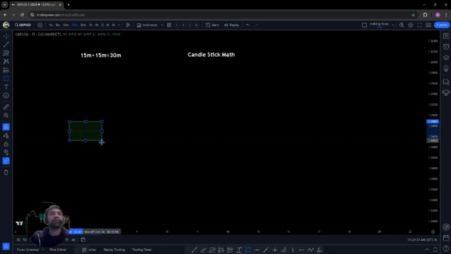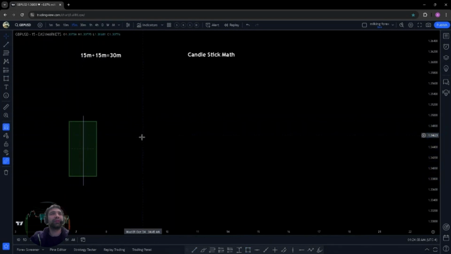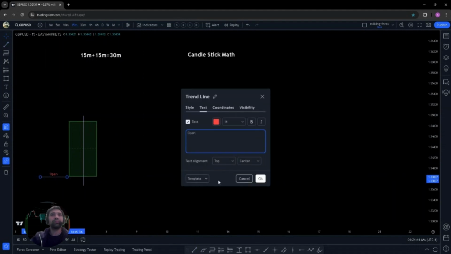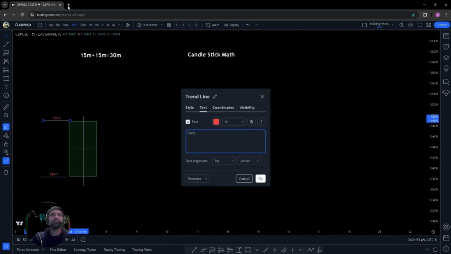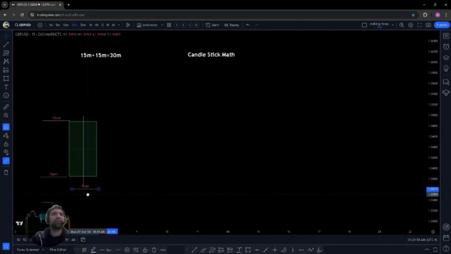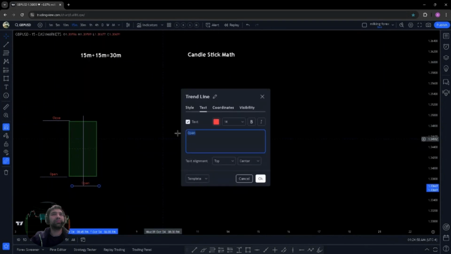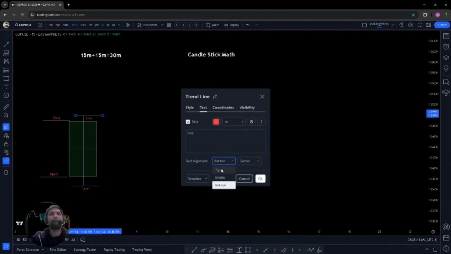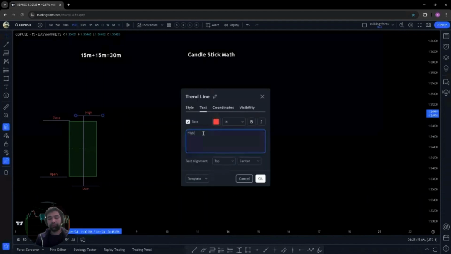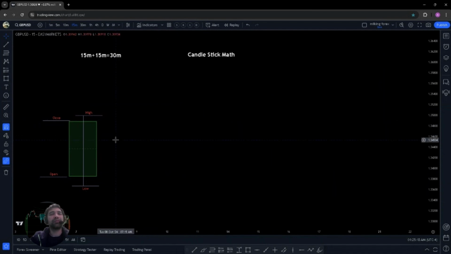Now let us consider that this is a bullish candle, right? The opening of the bullish candle is around here. This is the open. This is the close, right? This is the low. And this is the high. So this makes sense, right?